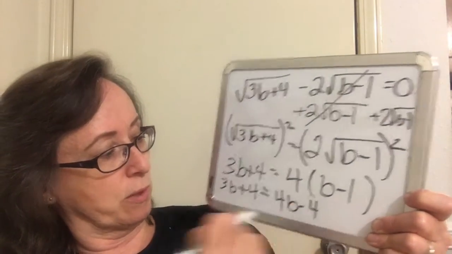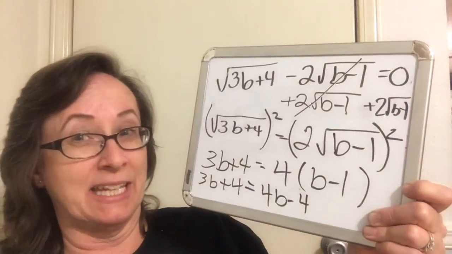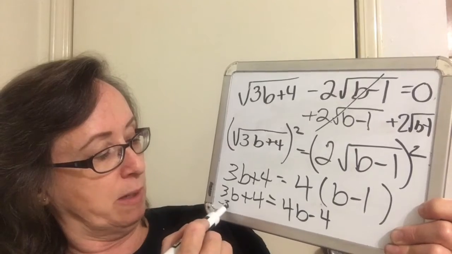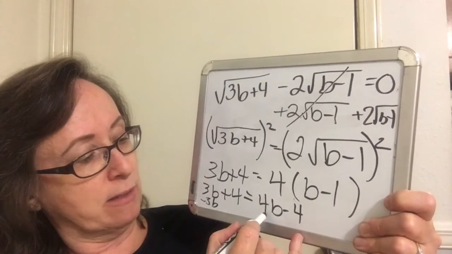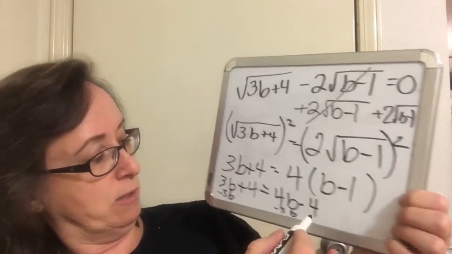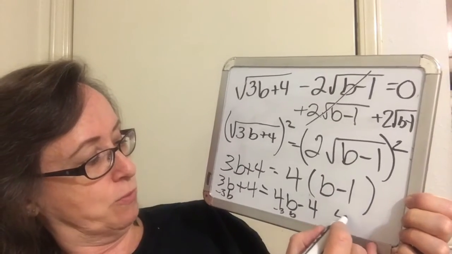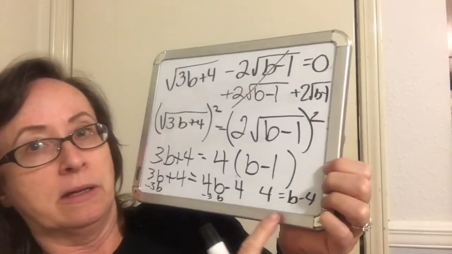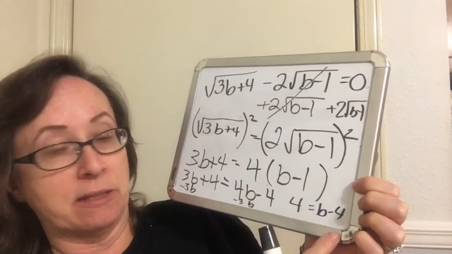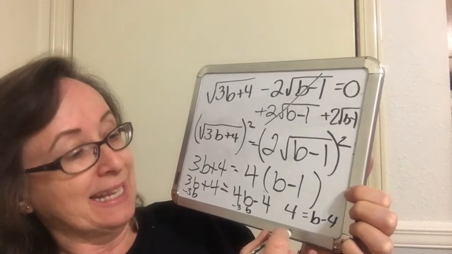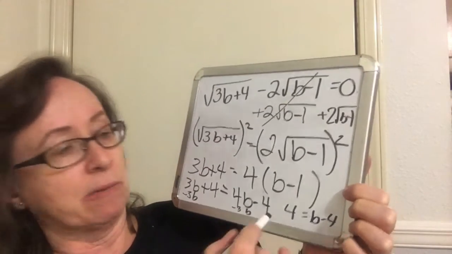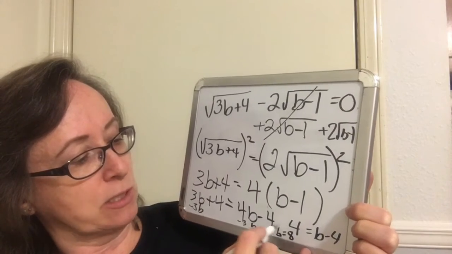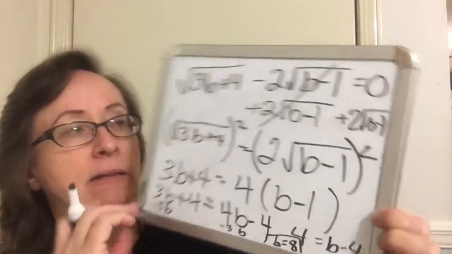4b minus 4. Okay, well, I just have a linear equation, so I'm going to go ahead and subtract a 3b and subtract a 3b. And when I do that, I end up with 4 equals b minus 4. And then if I add a 4 to both sides, I end up with b is equal to 8. Okay, so b equals 8. One solution, b equals 8.